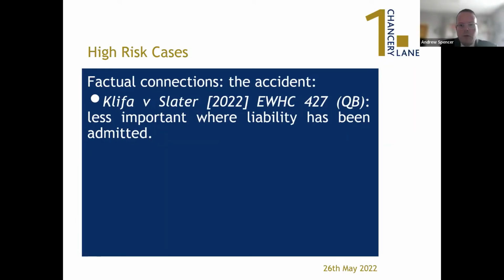Then the question of factual connections. And I draw this to your attention because this is another case where the defendants are here, but the claimant is actually abroad. So this concerns a pre-Brexit skiing accident in France. As I say, the defendants in England and the claimant in France, both were skiing, and the French claimant's case is that the English defendant skier essentially negligently caused an accident.